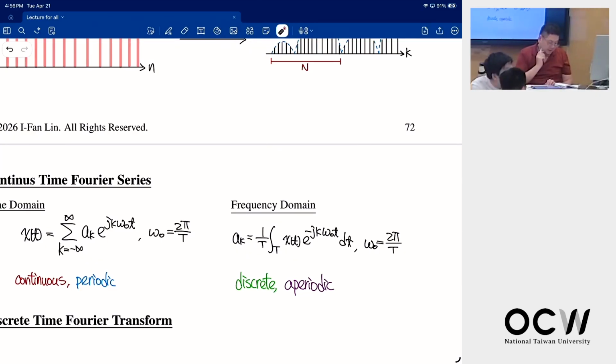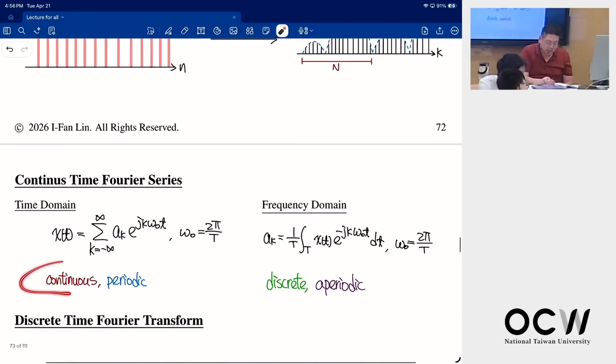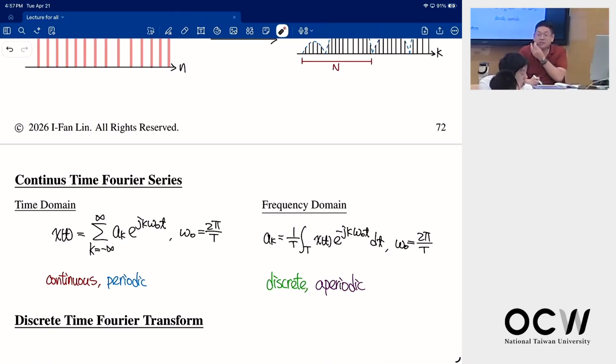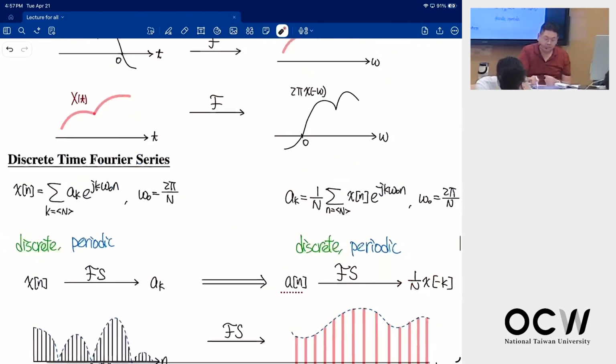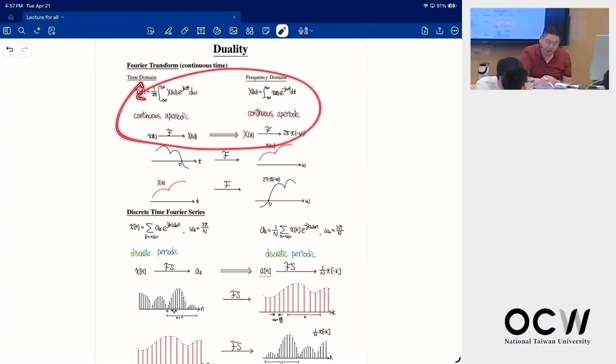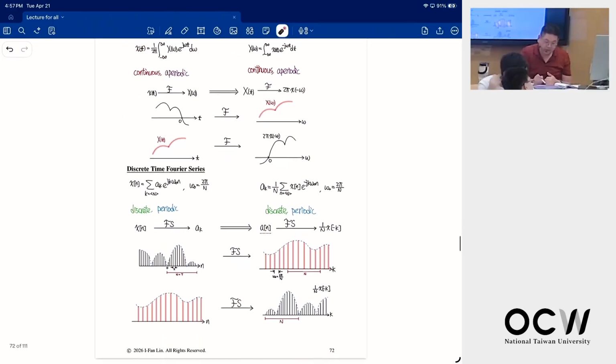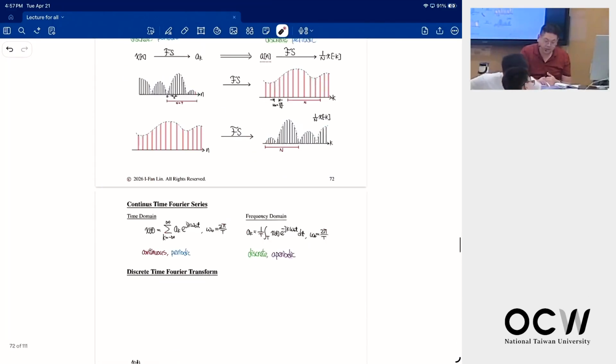Okay, so you see that in time domain it's continuous, in frequency domain it's discrete. So I cannot just do the continuous time Fourier series and then do that again, because in frequency domain it is discrete. I cannot just do the Fourier series, right? What should I do? I should do something else. So I don't have a duality for this part. Like here, I have a duality. Okay, I can do the Fourier transform twice. Here I can do the Fourier series twice, but not this one.